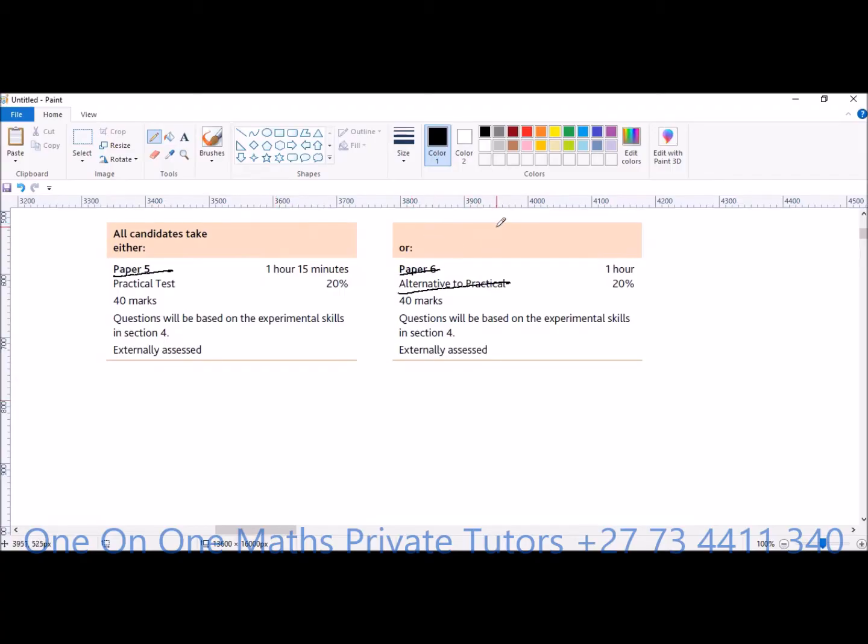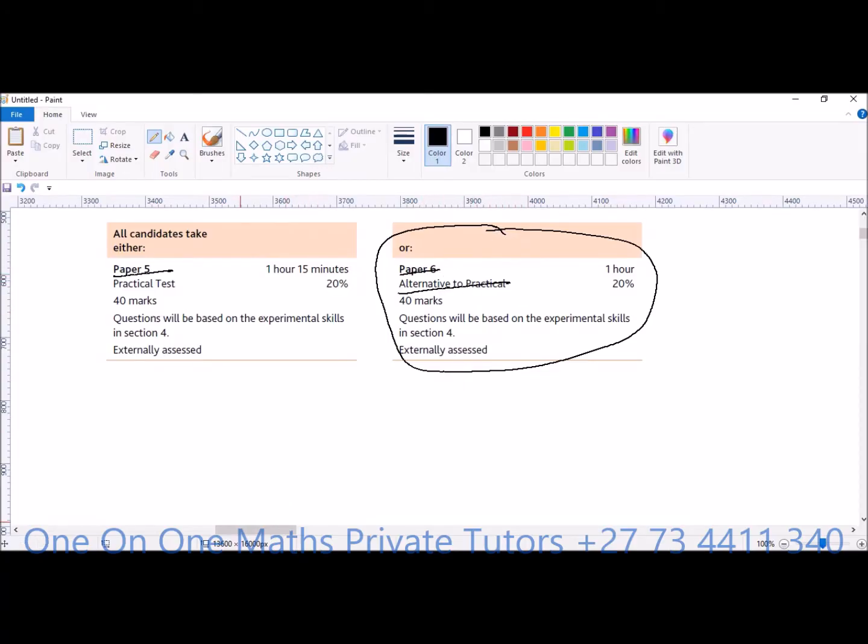So it is usually advisable for people who do not have lab experience to take the alternative to practical because it's theoretical. It's not practical. You write it theoretically, which is exactly what we are doing today.